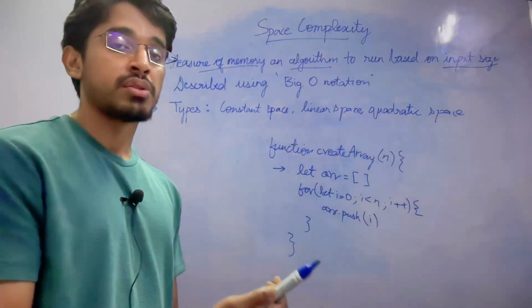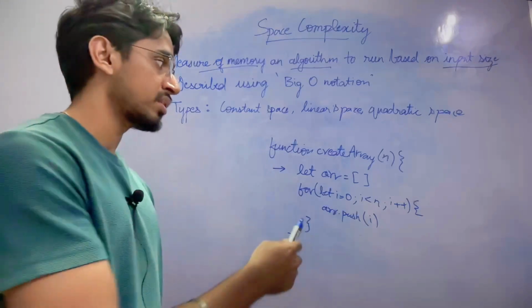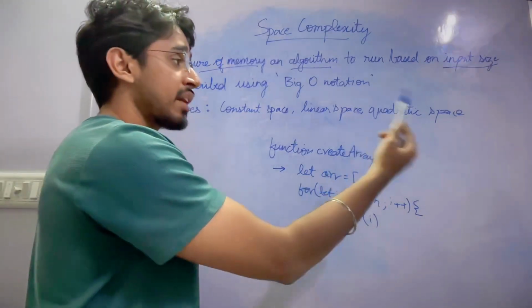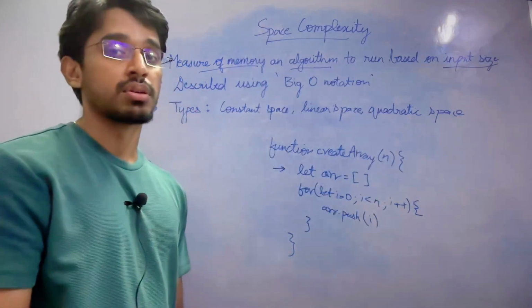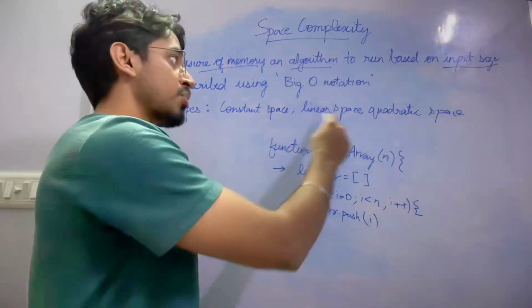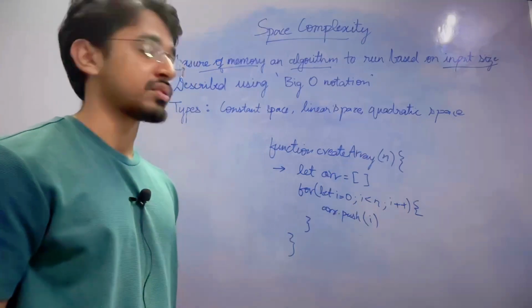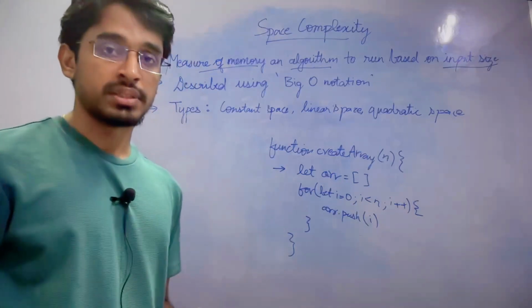So we are just calculating something and just returning, right? So here it is depending on the number of inputs. If I have, let's say, 100,000, then this array will also grow based on that number. So that's why this time complexity is linear. And this is the example for linear space complexity.